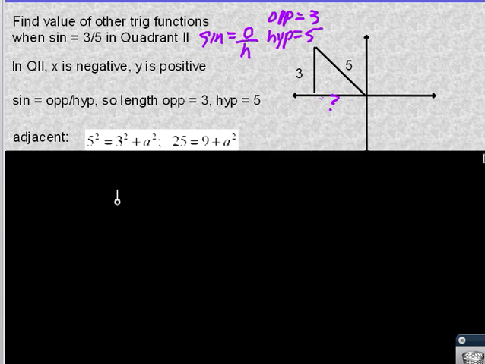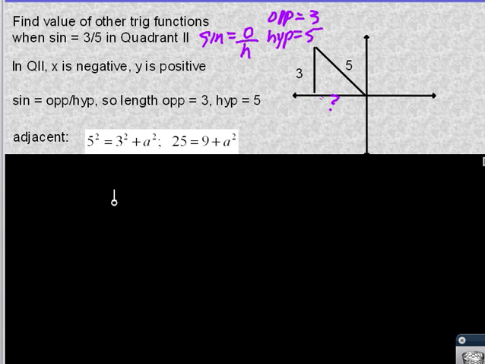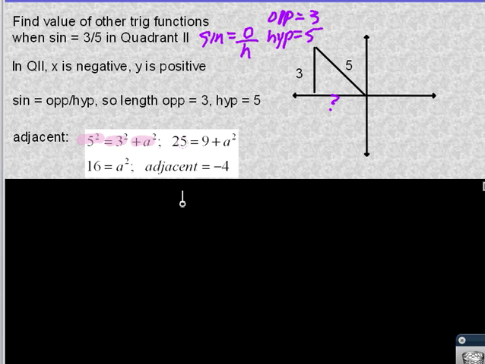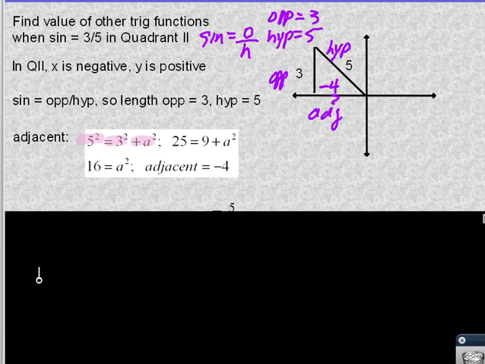Use Pythagorean theorem. So 5 squared, our hypotenuse squared, is equal to our leg squared plus our other leg squared. That gives us 25 is equal to 9 plus a squared. A squared is 16. So a is 4, but since we're in quadrant 2, it's going to be a negative 4. And now again, we have our adjacent, opposite, hypotenuse. Use SOHCAHTOA to fill in the values.